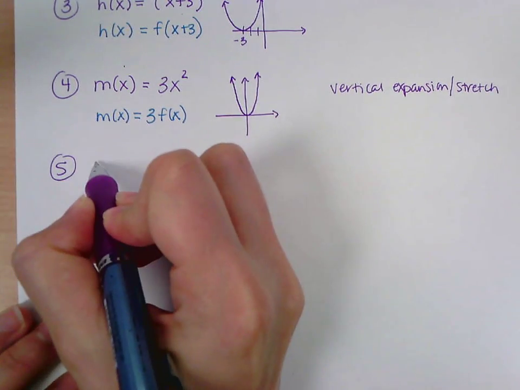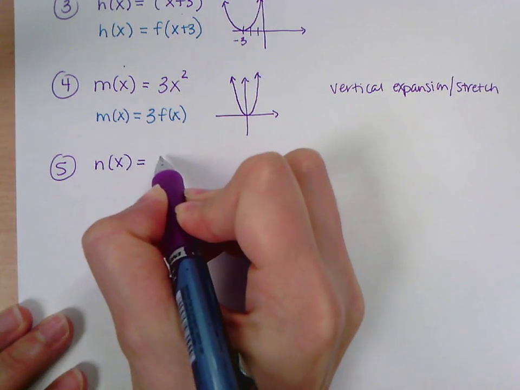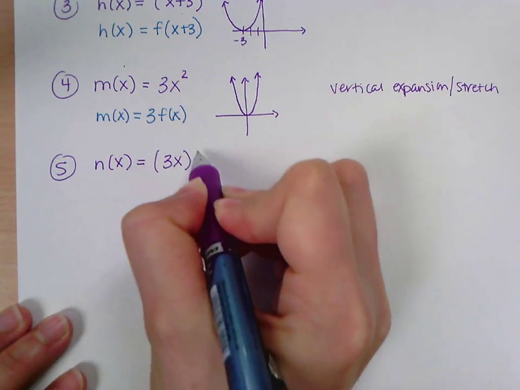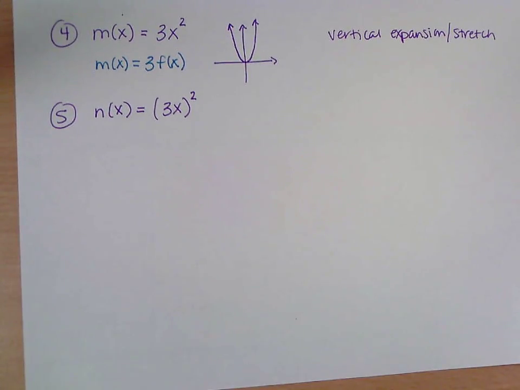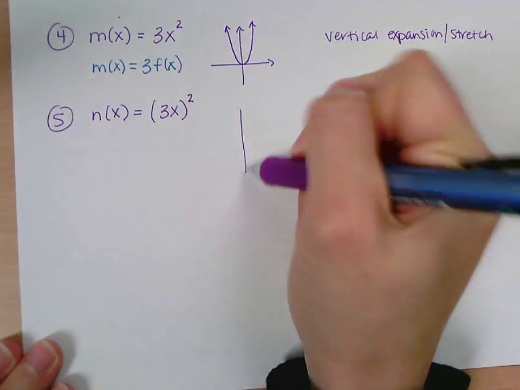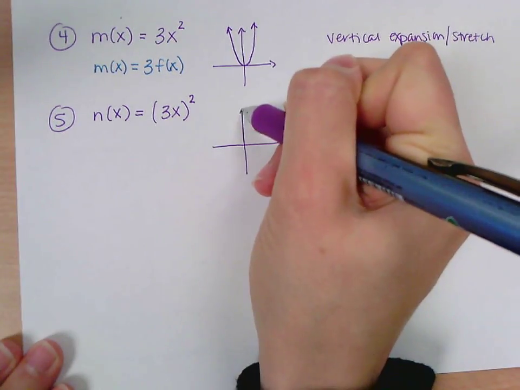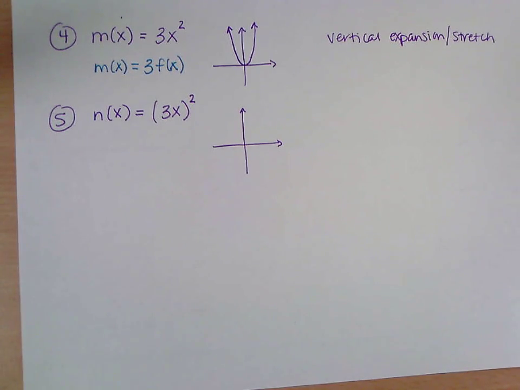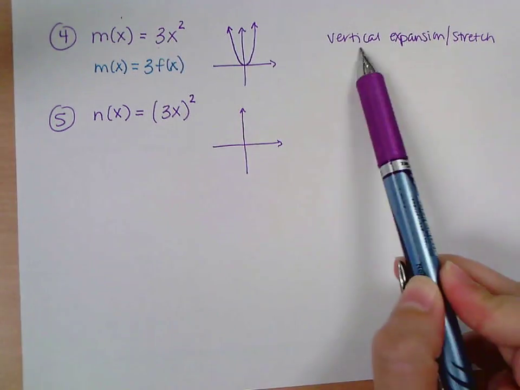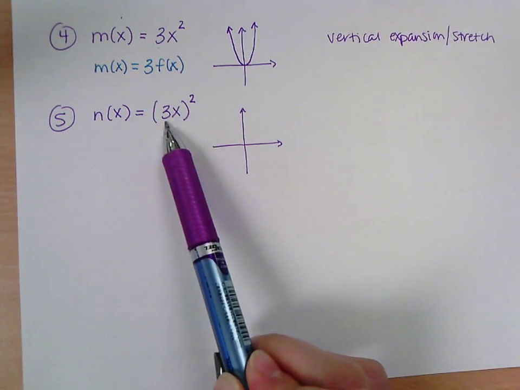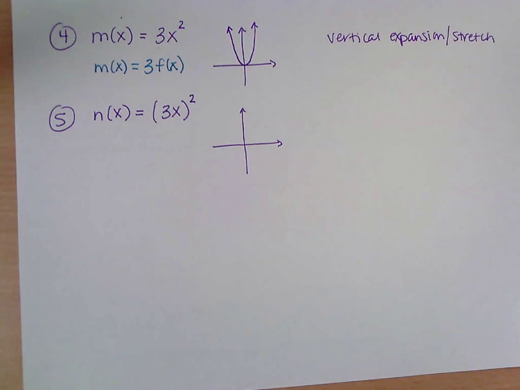So then this one, I'll use n of x. So what if it was the quantity 3x squared? Okay, it's going to be horizontal because the 3 is inside with the x. It's opposite of what you would think it would be. So because multiplying by 3 vertically was an expansion or a stretch, if you multiply by 3 or a number greater than 1 inside with the x, it's horizontal, but it's a compression.